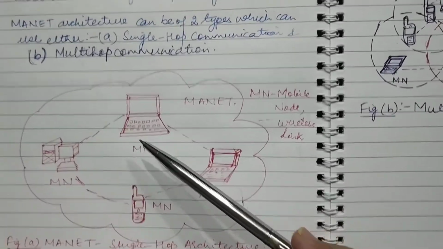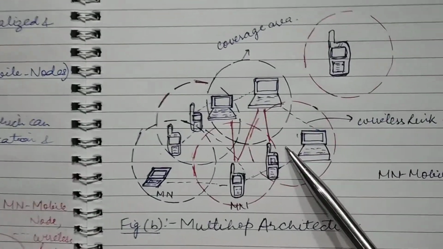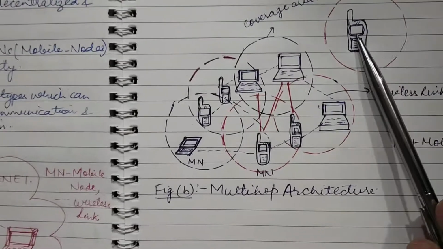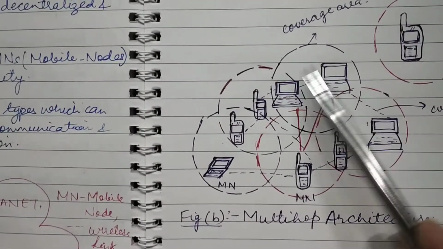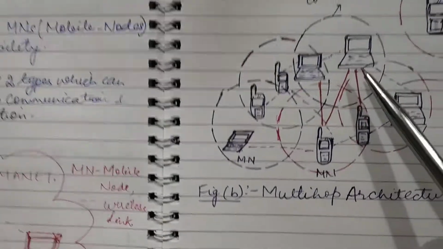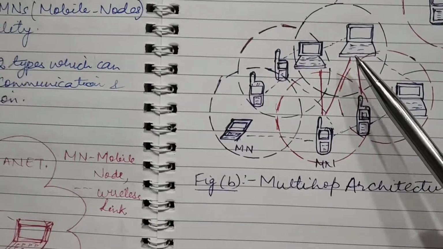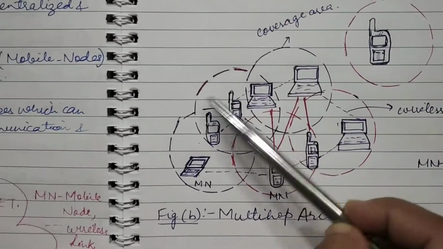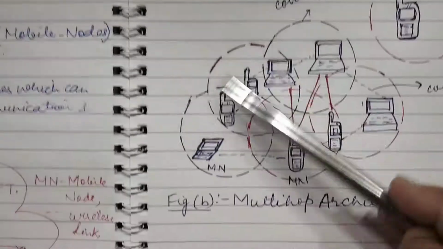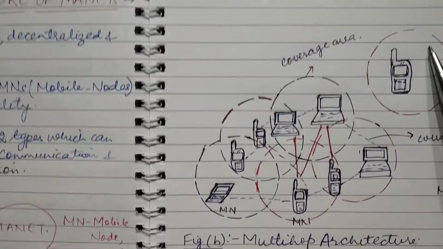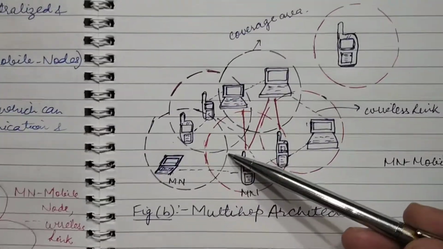On the other hand, in the multi-hop communication shown here in the second diagram, the host communicates by using intermediate hosts, such as in internet communication. Thus, there are many coverage areas, like you can see here. These dotted circles are showing the coverage areas. All of them are showing the various coverage areas. Now, these coverage areas can also intersect each other.